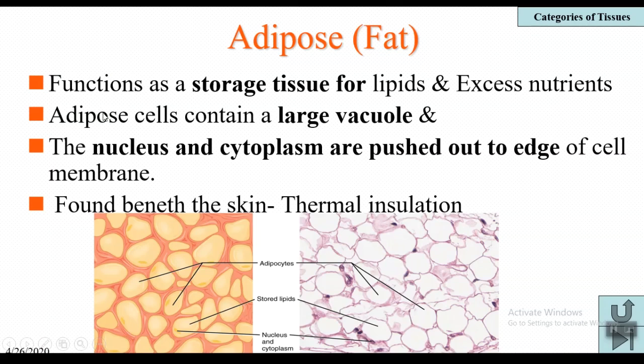These adipose cells contain a large vacuole, and the nucleus and cytoplasm are pushed out to the edges of the cell membrane. That's why in the cell itself, the nucleus is peripherally located and the cytoplasm is also peripherally located. The centrally located vacuole is observed. This is a peculiar character of this type of tissue. It is found beneath the skin, and it acts as a thermal insulator. You can observe it in aquatic mammals and sea cows, and also in the hump of a camel. All these are examples of adipose tissue.